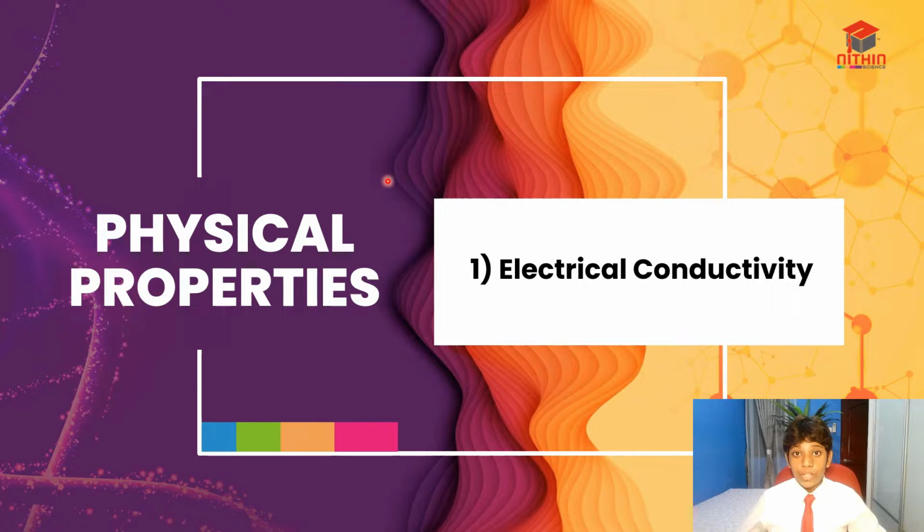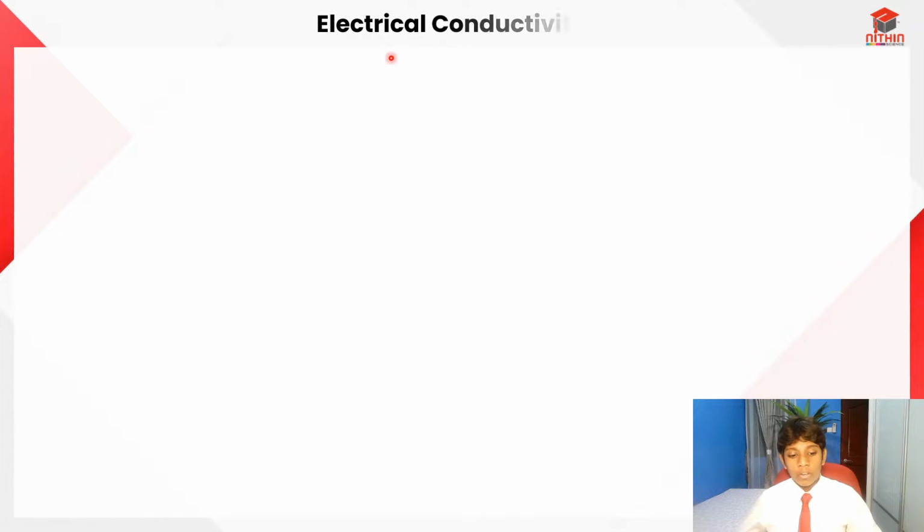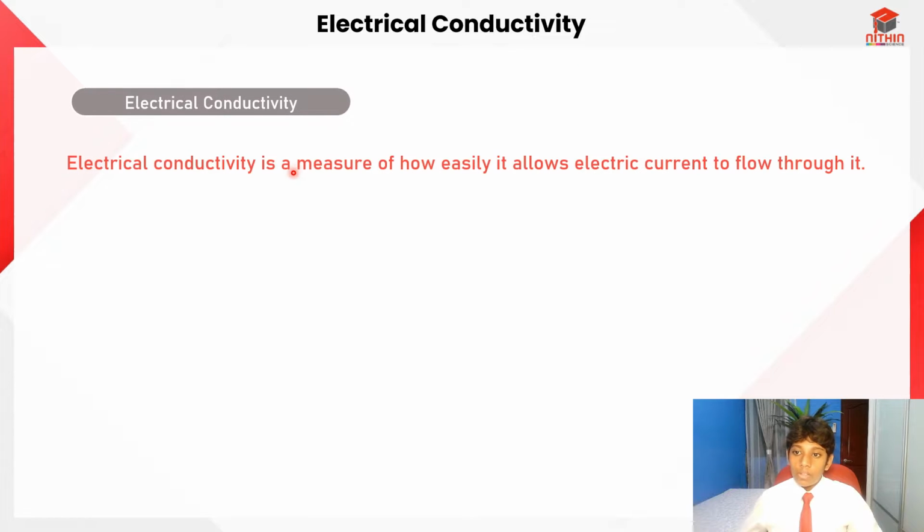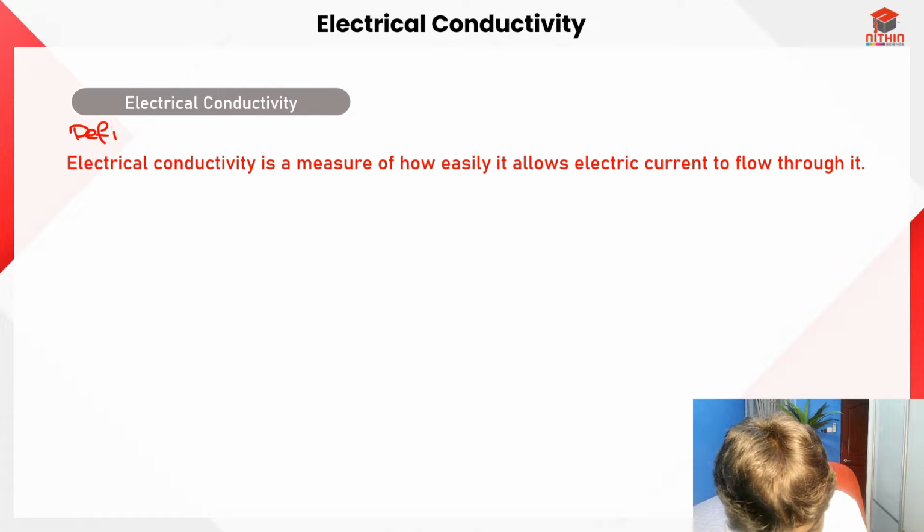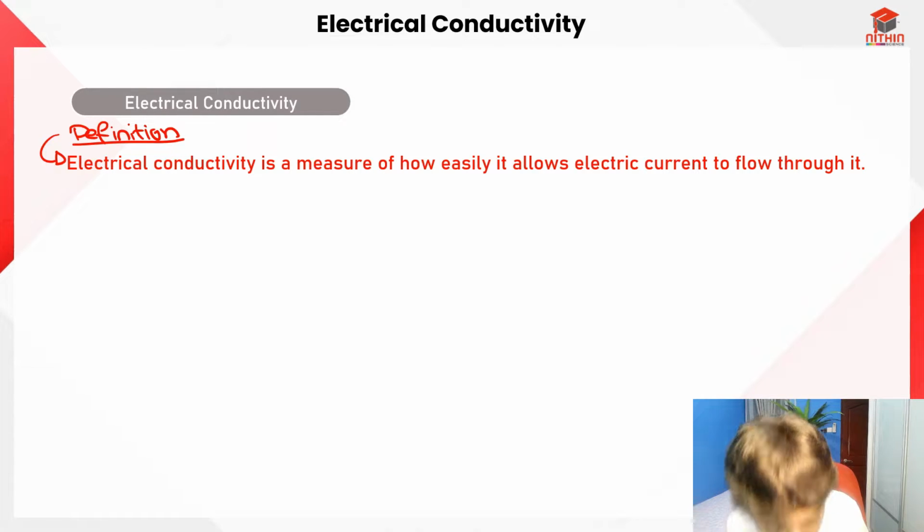Okay, so for the first segment of this video, in physical properties, I'll be going through electrical conductivity of materials. Electrical conductivity is a physical property of materials. So let's just go through it. This red color over here is basically the definition. So let me just write that down. Let's take a look at the definition.